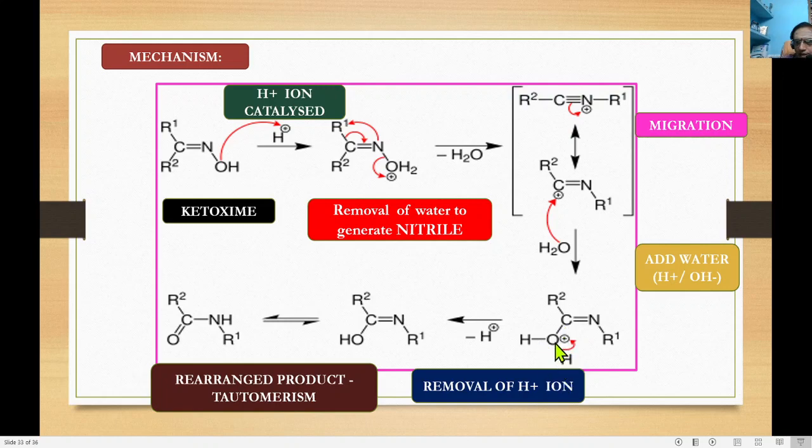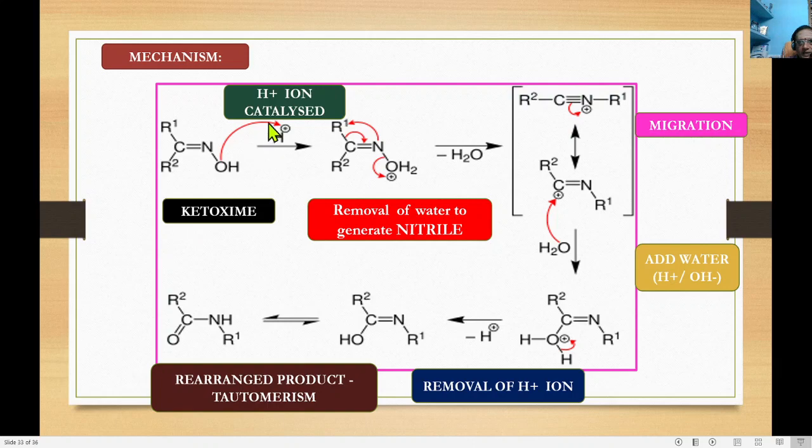Now we have already pointed out that this is an H plus ion catalyzed, acid induced reaction. Catalyzed means what will happen? The catalyst must go back after the reaction is over. So the H plus ion is cleaved from the reaction to make an OH. For that our product is R2C OH double bond N, so the rearrangement is done here, conversion of oxime into our N-substituted amides. And tautomerism, enol-keto tautomerism takes place to get our amide as the product.